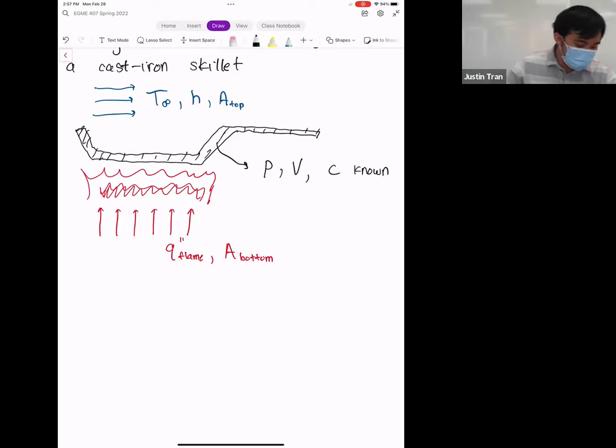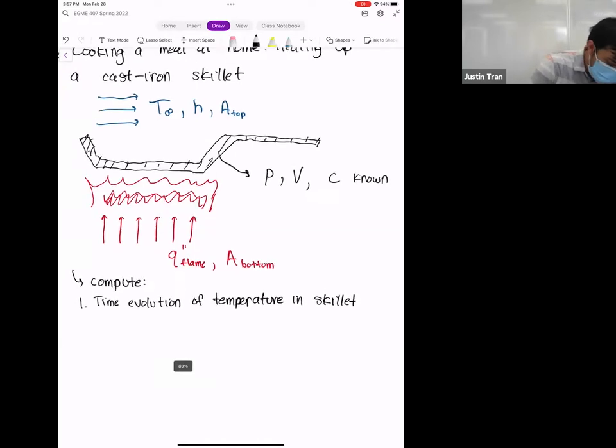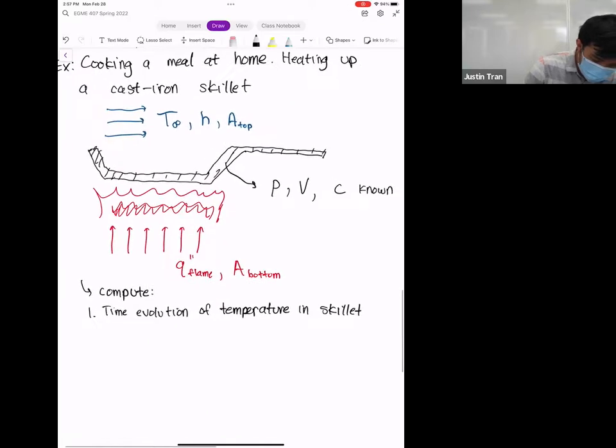And so what are we solving for? First, since this is a time-dependent problem, let's solve for the time evolution of the temperature of the skillet. And two, let's compute the amount of time it takes to reach a certain temperature.